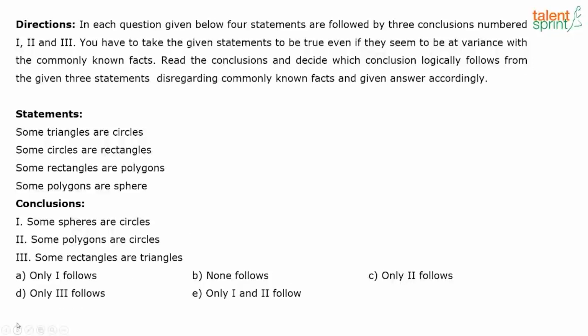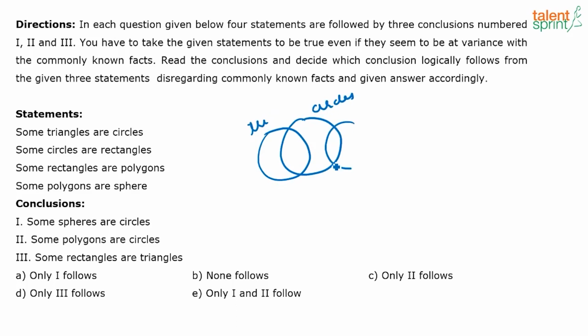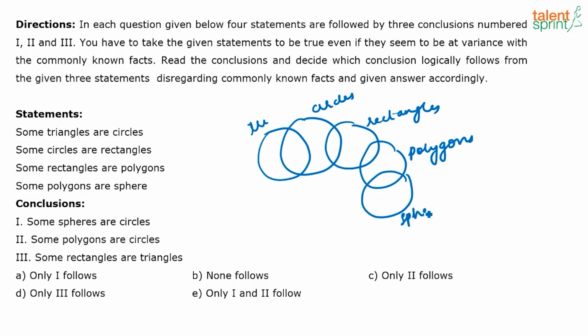So these were the questions on syllogisms that came in the last week AIM. I think last week AIM reasoning section was fairly easy. Not too many tricky questions. Try this one. What is given here? Some triangles are circles. Some circles are rectangles. Some rectangles are polygons, and some polygons are sphere. So basically I am trying to draw the basic diagram here with minimal overlapping.